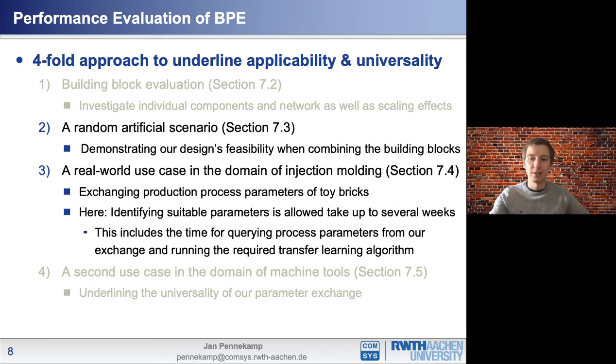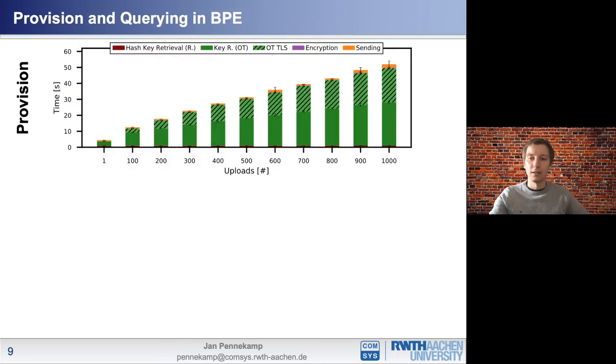which considers the exchange of production parameters of toy bricks. Here, the whole process of retrieving the parameters and applying the transfer learning may take up to several weeks, even in real-world deployments. Now, continuing with the artificial setting.